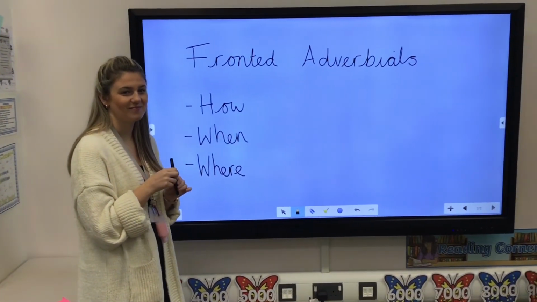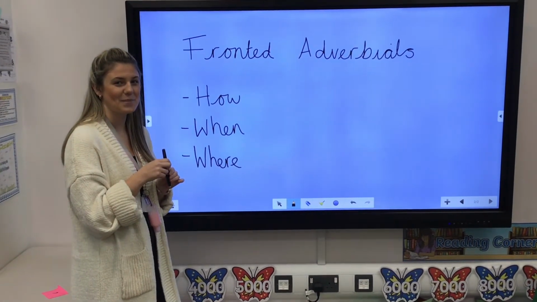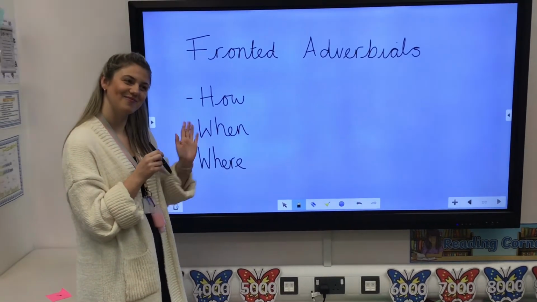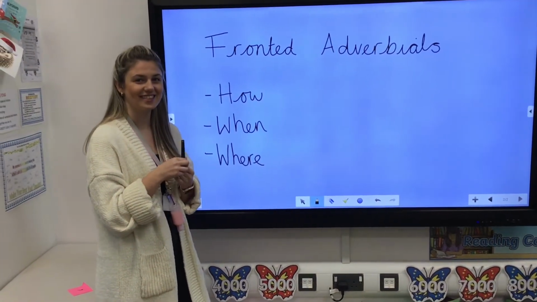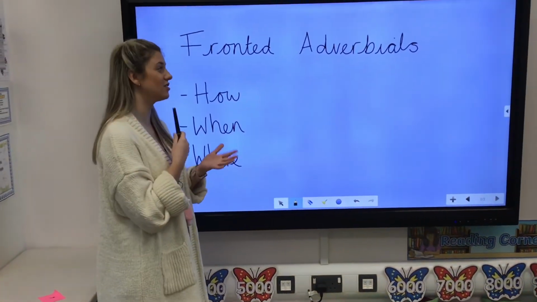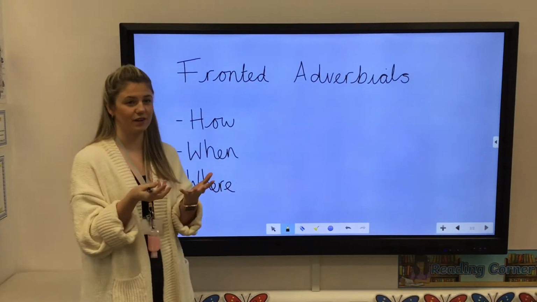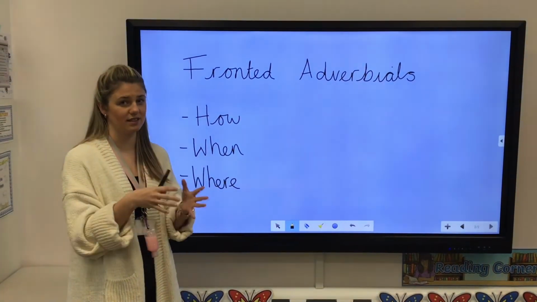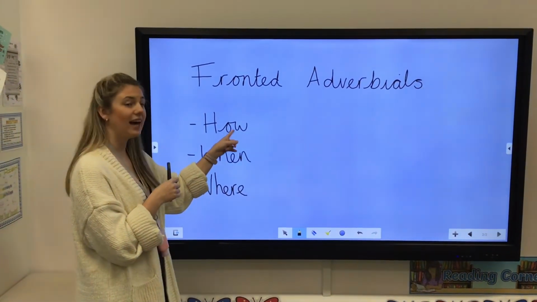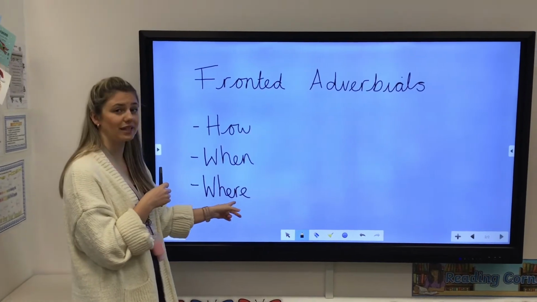So today we will be recapping fronted adverbials, conjunctions, and use of inverted commas. So first up, Miss Miskin is going to explain a little bit about fronted adverbials. Okay, so we have done fronted adverbials before, so this is just a quick recap for you. Fronted adverbials are adverbs that go at the front of the sentence. They explain how something is done, when something is done, or where something takes place.